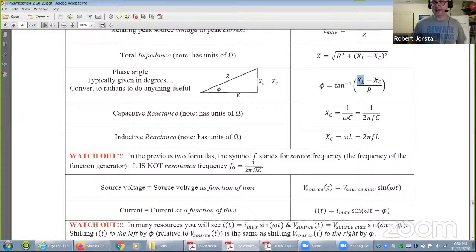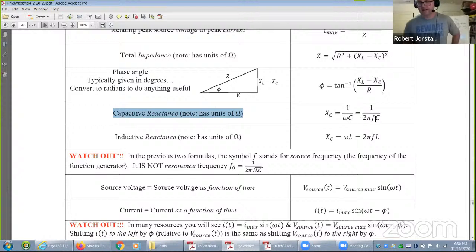Now, I keep showing this XL and XC. What are those things? Capacitive reactance. This has units of ohms. It's not resistance. You do not say the resistance of a capacitor. That's a side note. That's something totally different. That's a manufacturing defect. But there's reactance that has units of ohms and inductive reactance. So basically, this is a measure of how much the capacitor impedes current flow. So it's like resistance, but we call it impedance. It's a measure of how much the capacitor impedes current flow.